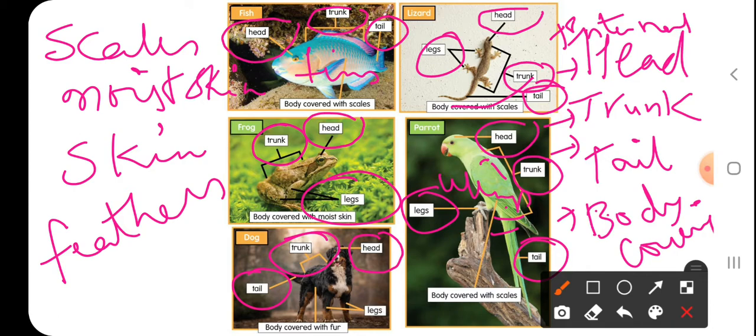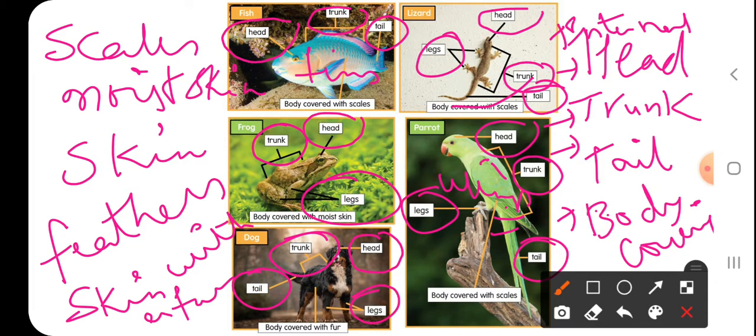Whereas in your frog case, if you will see, they are having a skin with a fur on it. They too are using the legs for the movement purpose.